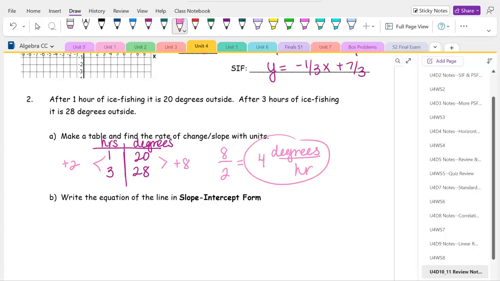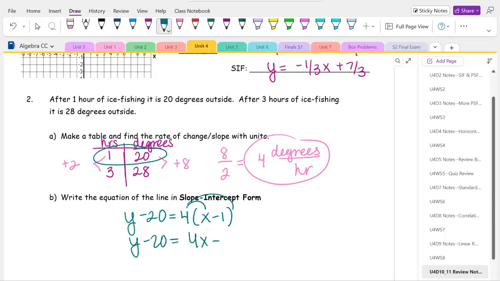Now we want to write an equation of the line in slope-intercept form. I want you to notice we don't have a y-intercept here, because a y-intercept would be at 0. So instead, we're just going to pick a point, and we'll do point-slope form. y minus 20 equals my slope, and then x minus 1. And then from here, I'll go ahead and distribute and add my 20 over. And I'll get y equals 4x plus 16.